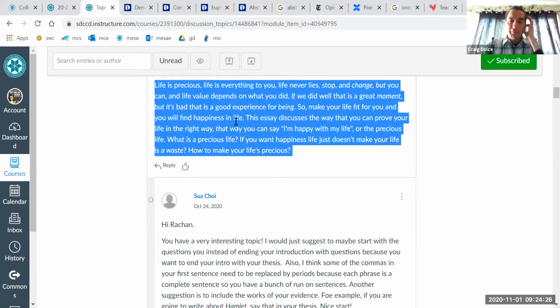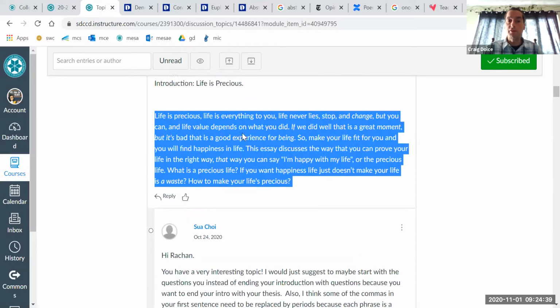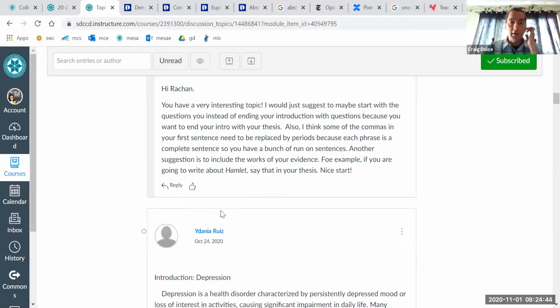Life's preciousness. So I would almost think maybe it could be related to maturity or identity, and that people need to recognize how fleeting life can be in some ways. So it's kind of a carpe diem idea. So nice feedback, Sua, as well.